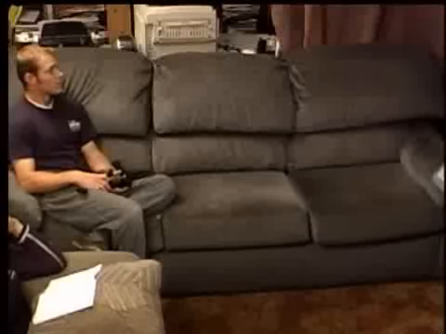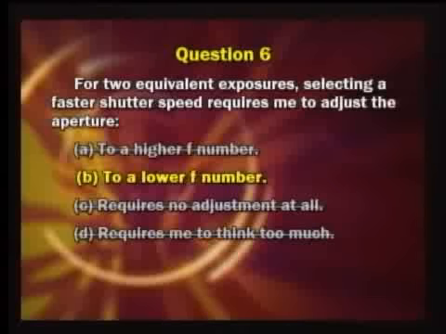Let's look back at the answers here. Use a lower F number, which is a larger aperture. So, yep, the faster shutter speed means less light is hitting the film or sensor. So you need a larger aperture, which means a lower F number on the camera. Okay? Are we all straight on this? Okay, I think we've got a crowd here that kind of understands.